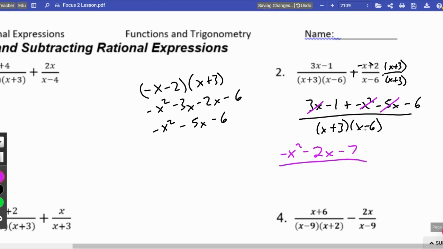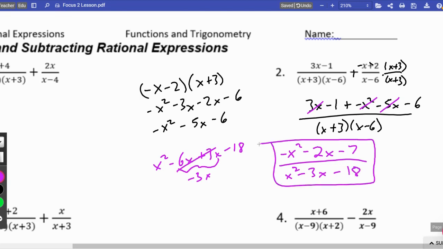And the bottom, we can FOIL that. We should get good at that soon. We've had to do it numerous times. So then you'd have x plus 3 and x minus 6 that you're FOILing. You're going to get x squared minus 6x plus 3x minus 18, and then combine like terms. That turns into a negative 3x. So finally, this is x squared on the bottom minus 3x minus 18. And then this is your final answer.